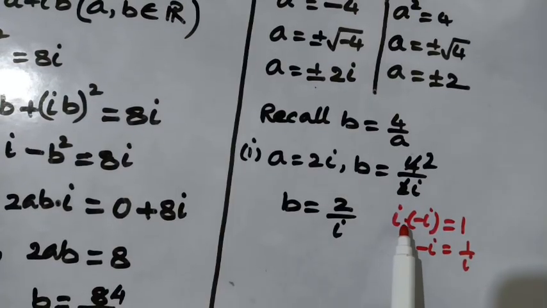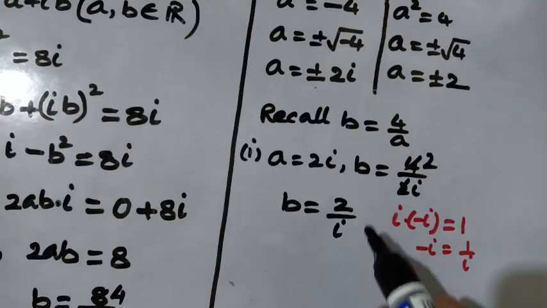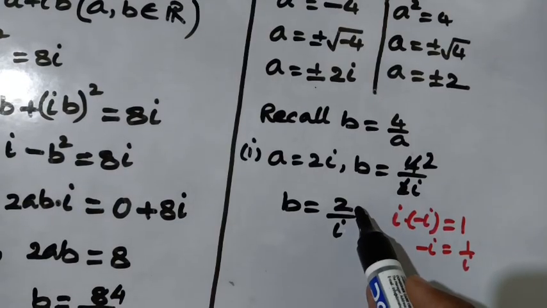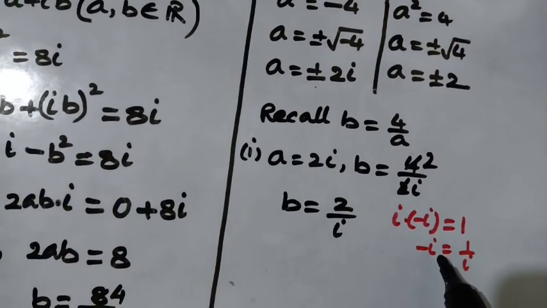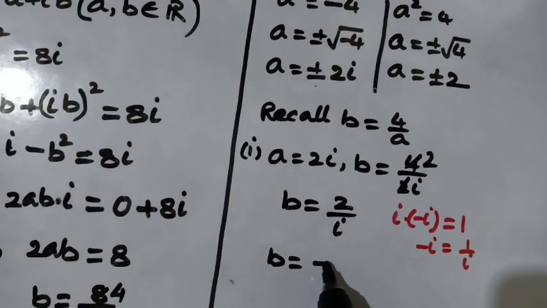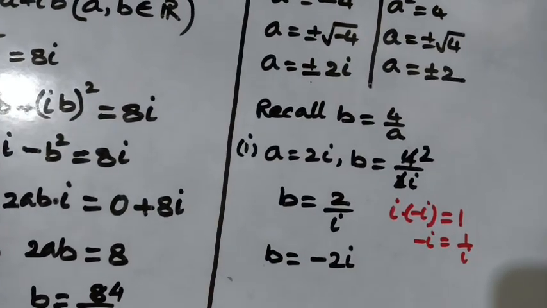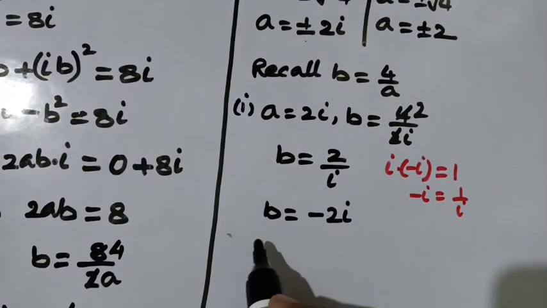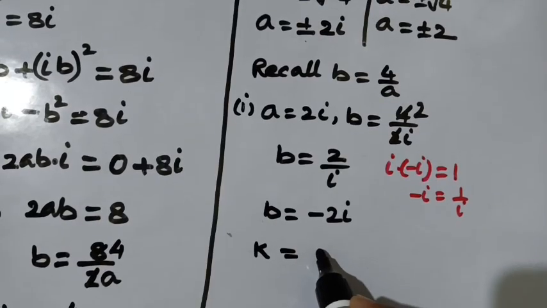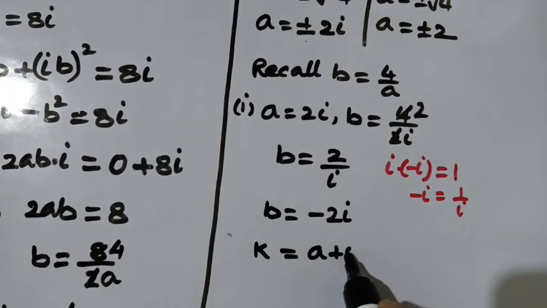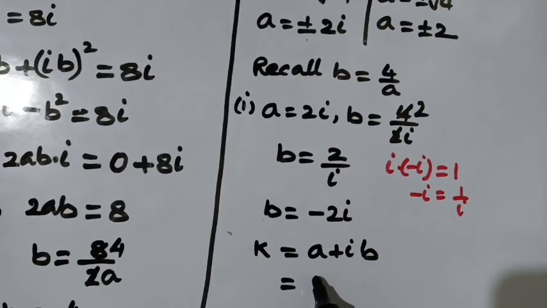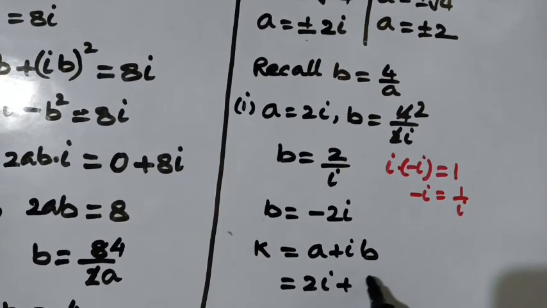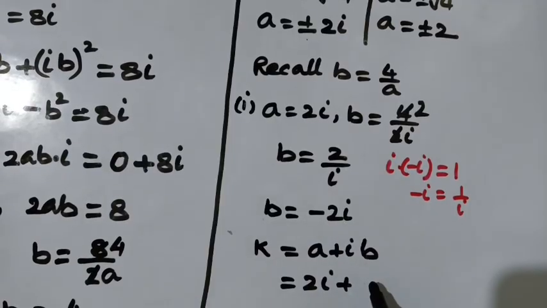Or from this we can say that i is the reciprocal of minus i, and minus i is the reciprocal of i. So using this one, here it is actually 1 by i. 2 by i is 2 times 1 by i, and 1 by i is minus i. So b is equal to minus 2i. So one value is, when a is 2i, b is minus 2i. In this case, k becomes a plus ib.